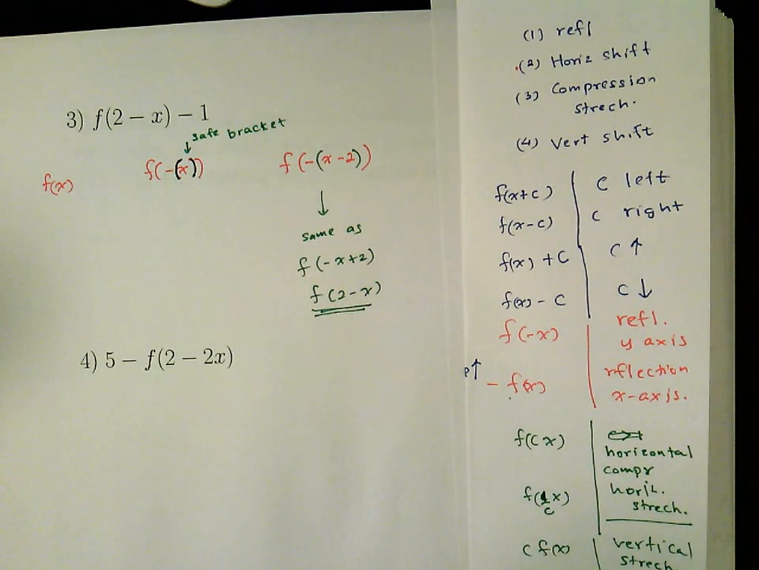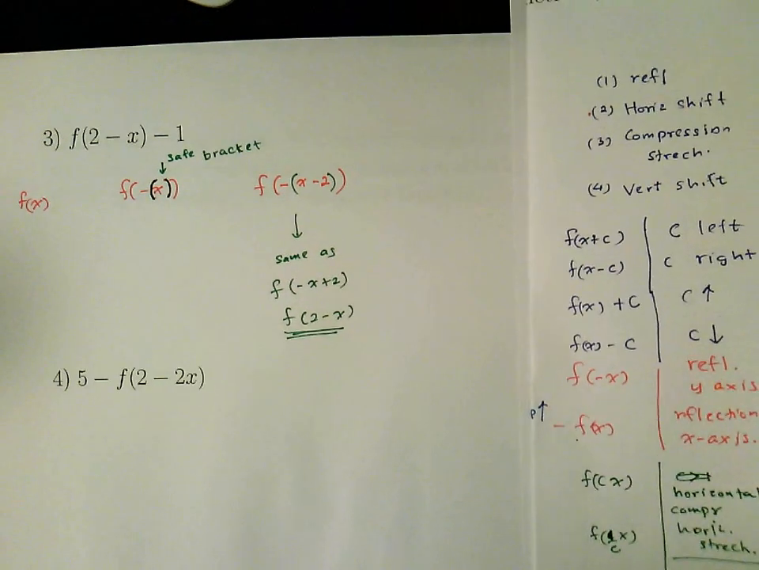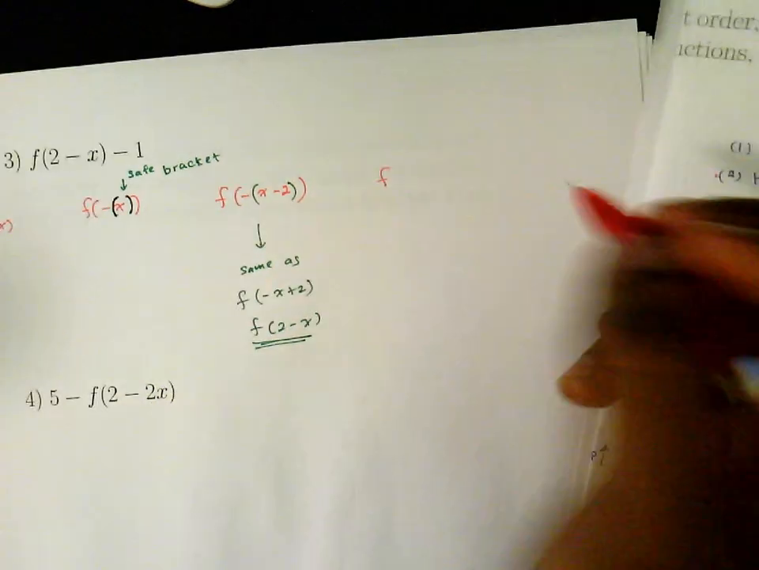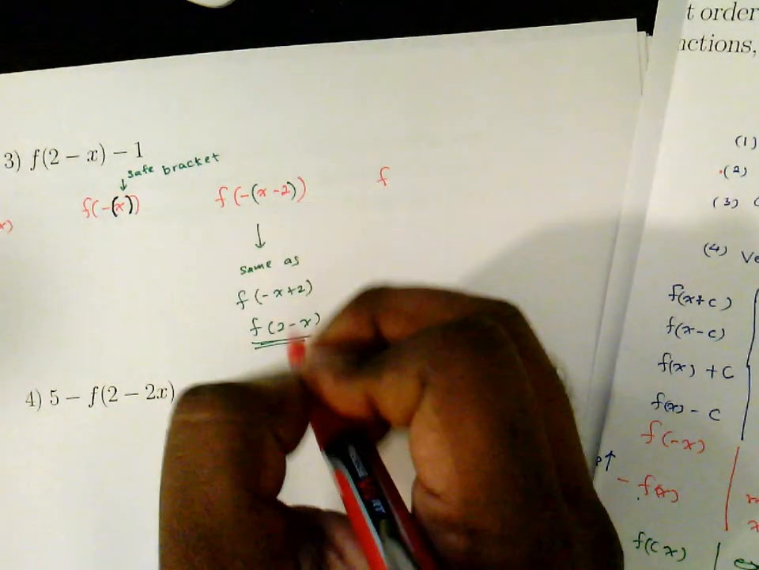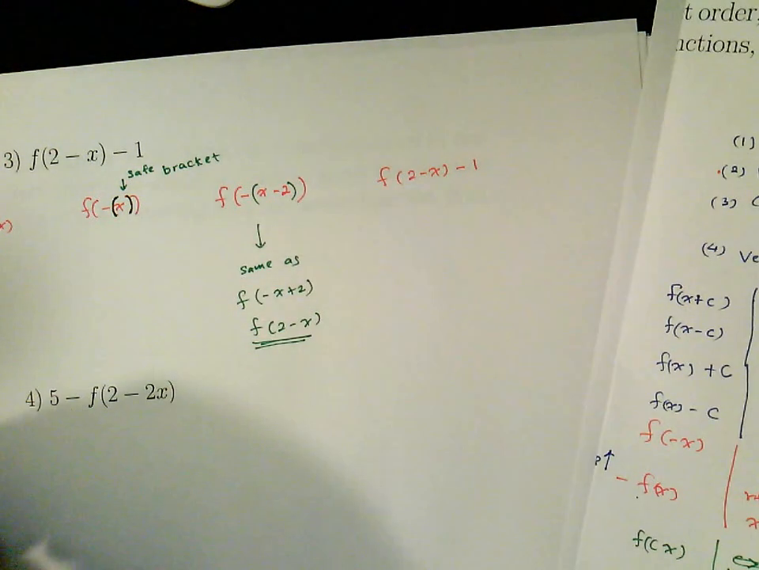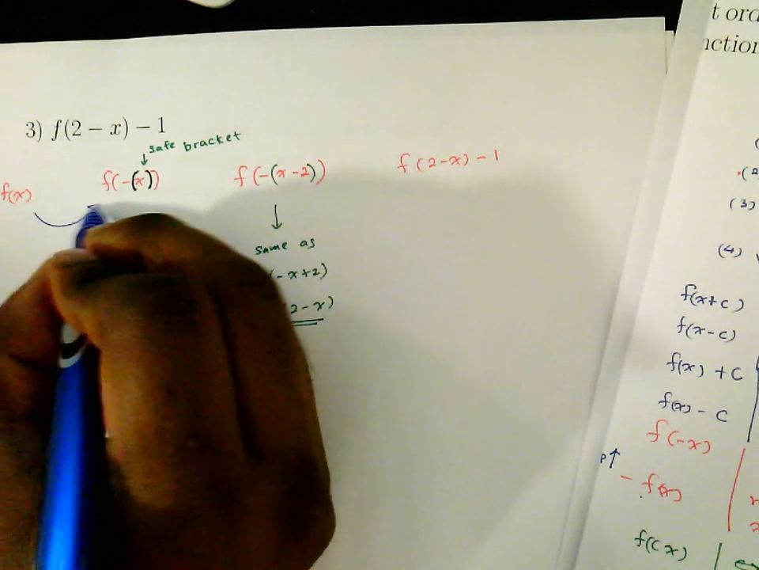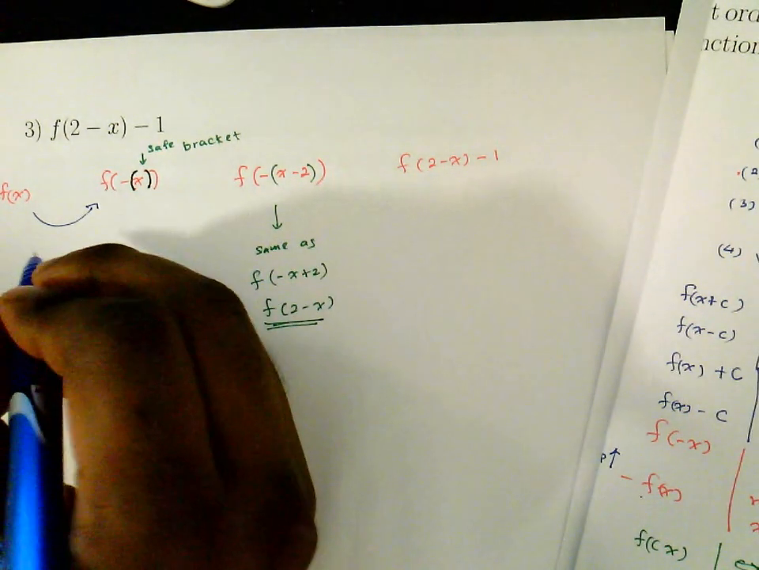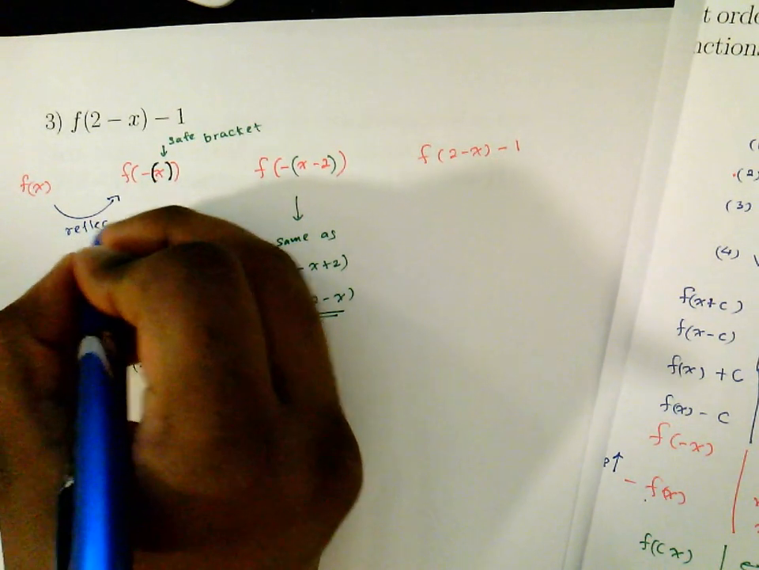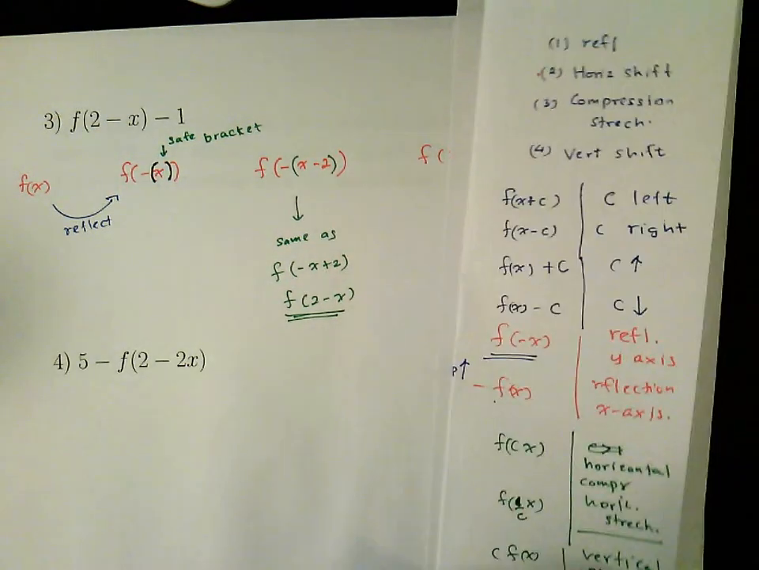And then the last transformation would be down one. So f of 2 minus x minus 1. Okay, now because of the safe bracket you got things right. And you can also think what these movements are. Now this movement is a reflection with respect to y-axis.